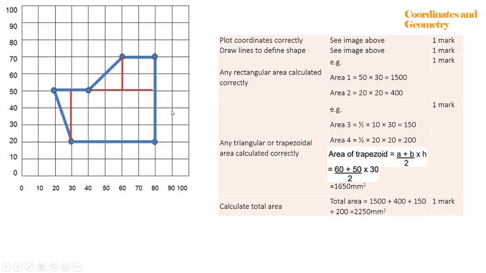Now obviously you need to figure out the whole area of that, and the easiest way to do it, the reason why we've broken that down, is it's a lot easier to figure out the areas of the separate shapes. So me personally, I would do the rectangle, the square, and then I'll do the triangle and the triangle, and then I would add it all together, and that is your area as a total.